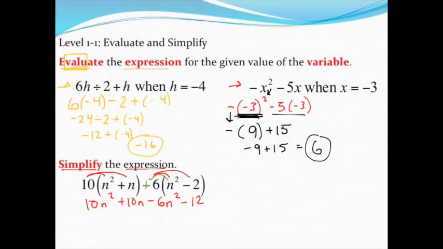-6 times n squared is still -6n squared, so that part was right, but then this -6 times -2 is actually a positive 12, and you may want to star that in your notes or whatever. That's where people run into errors.